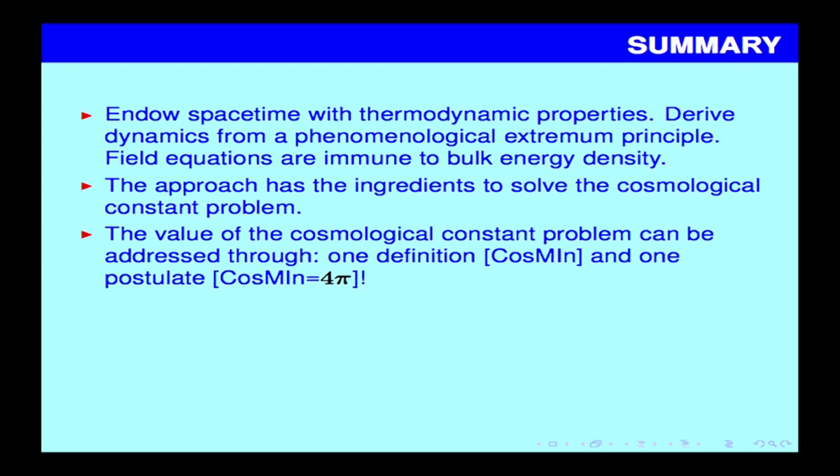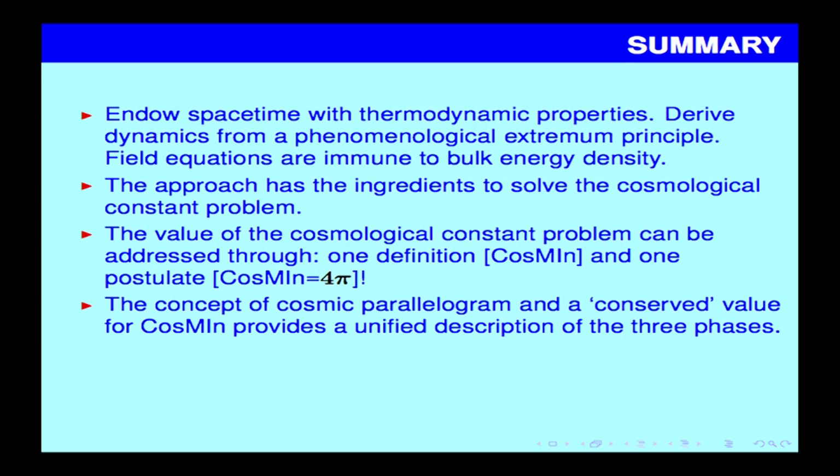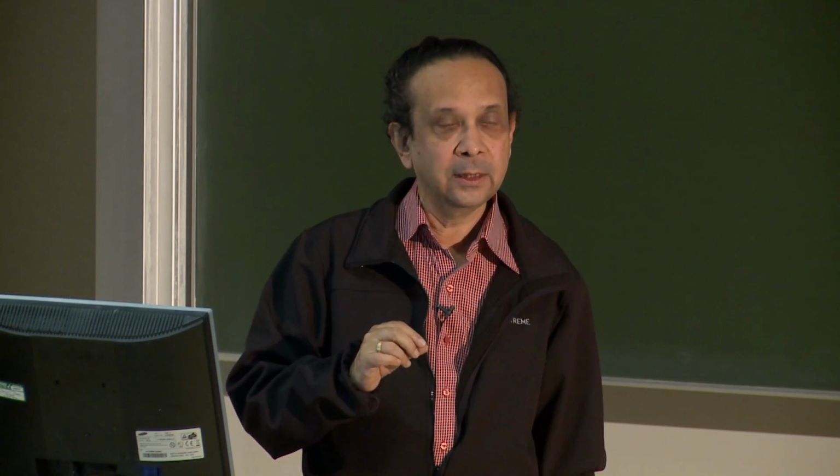So, I have given you an idea that the value of the cosmological constant can be addressed by defining this Cosmin, which is the total number of length scales crossing the Hubble radius, and a postulate for that, which is 4 pi, for which I tried to give you a qualitative argument as to at least how I was led to that, but that needs to be made more precise. It is interesting that there is a concept of the cosmic parallelogram, and as I said, Bjorken was the first to introduce that, but he did not talk about a conserved value. But there is a conserved value of the total number of length scales going through that, and that provides a very unified description of the cosmology relating the three constants, rho lambda, rho eq, and rho inflation. So, you have a crosstalk between them through this quantity which is connecting them.